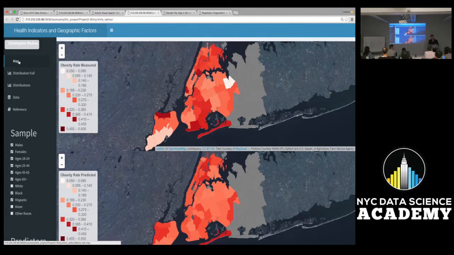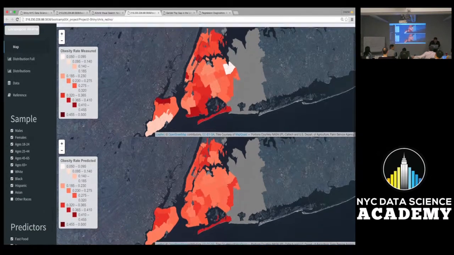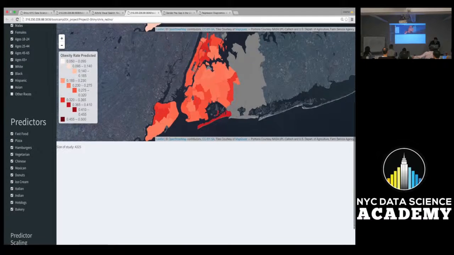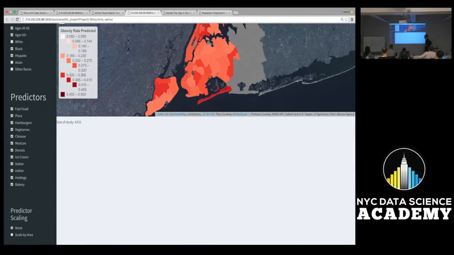You might say counting restaurants is kind of silly because these regions are different sizes, okay? So, for example, this UHF in Brooklyn is like that big, okay? Whereas this UHF in Lower Manhattan is that big. So should 5 McDonald's here count the same as 5 McDonald's here? That seems kind of silly. So you can see, if you want, okay, there's this predictor scaling.